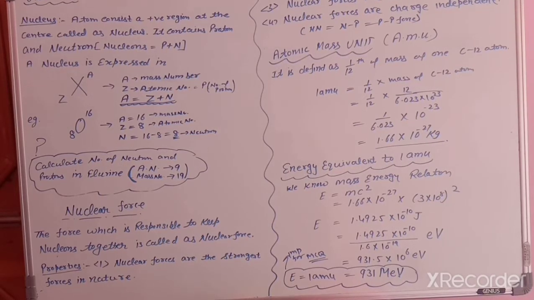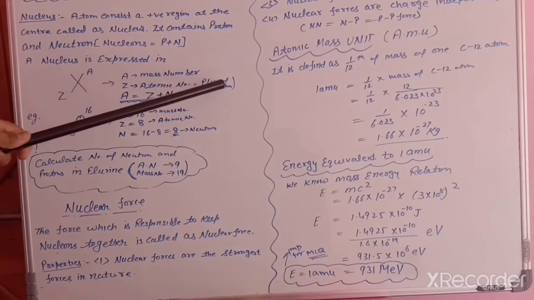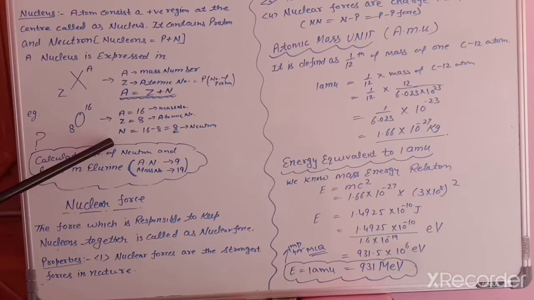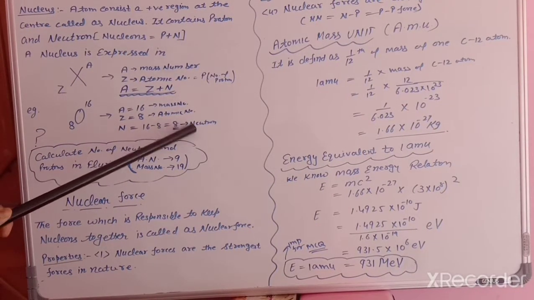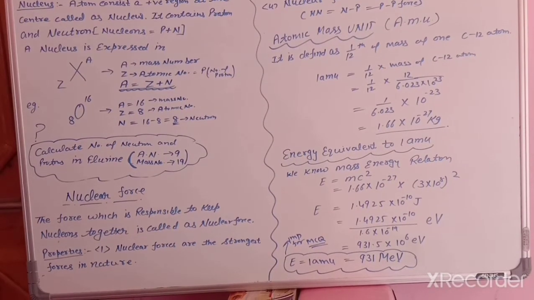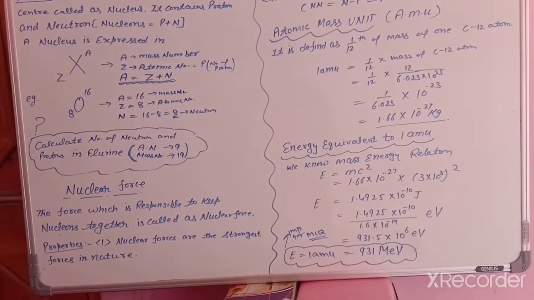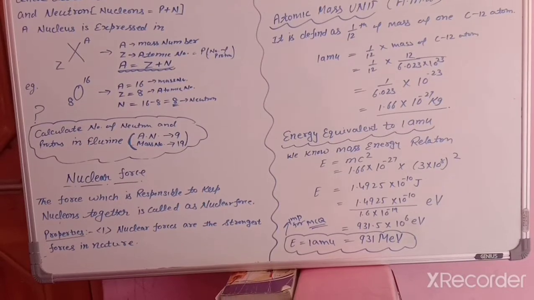How to calculate the number of neutrons? I told you that Z is equal to the number of protons. So the number of protons is also 8, and the number of neutrons will be A minus Z, meaning 16 minus 8, equal to 8. So the number of protons is equal to Z, meaning 8, and the number of neutrons is also 8. Okay, so this is a special case.